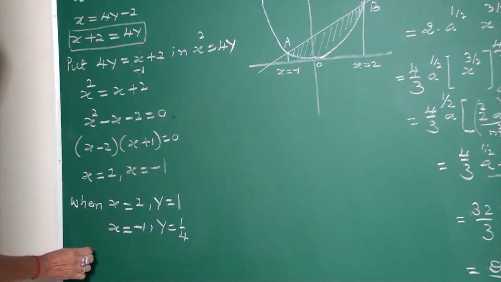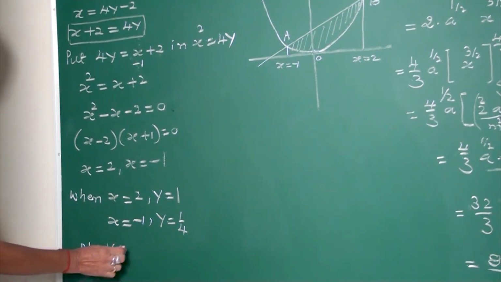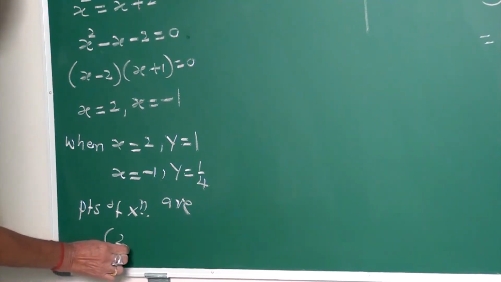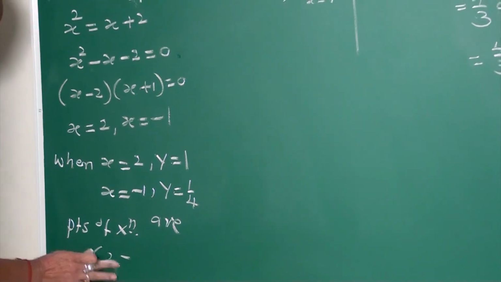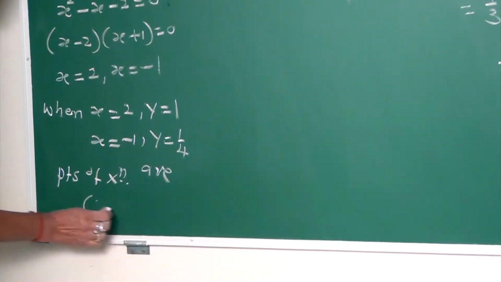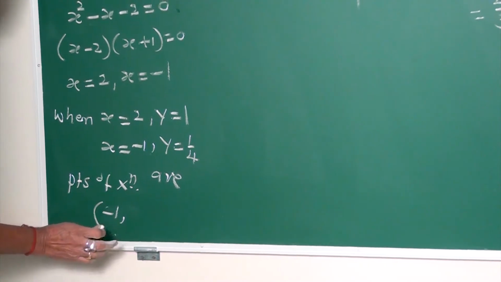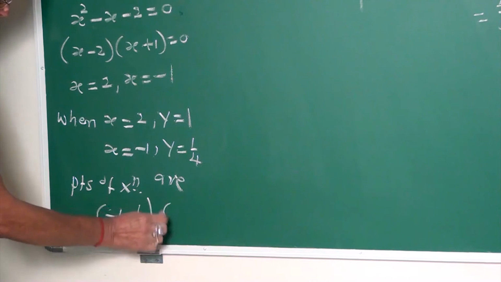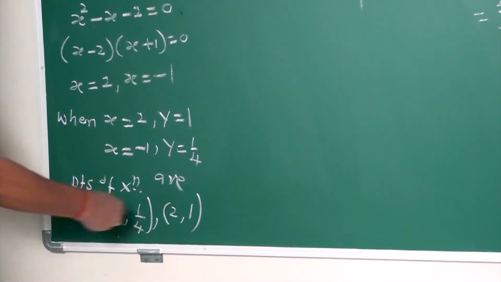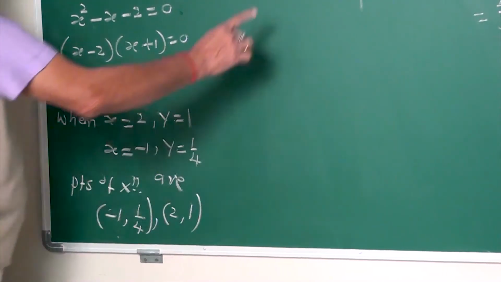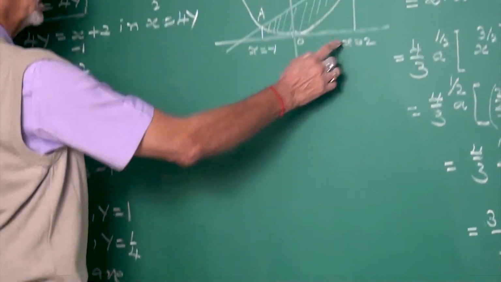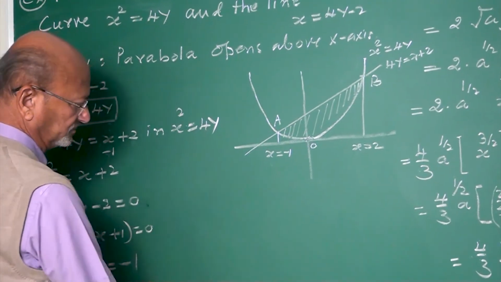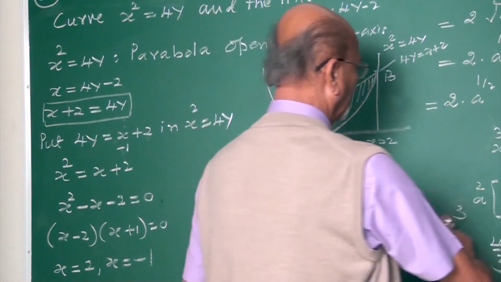Therefore, the points of intersection are minus 1 comma 1 by 4 and 2 comma 1. These are the points of intersection, and these are the limits of integration, x from minus 1 to 2. Therefore, the required area.